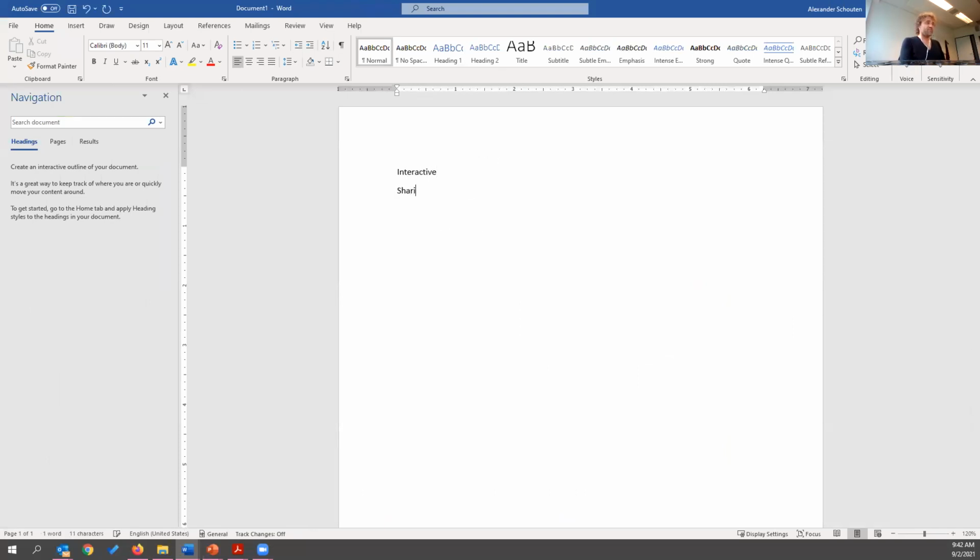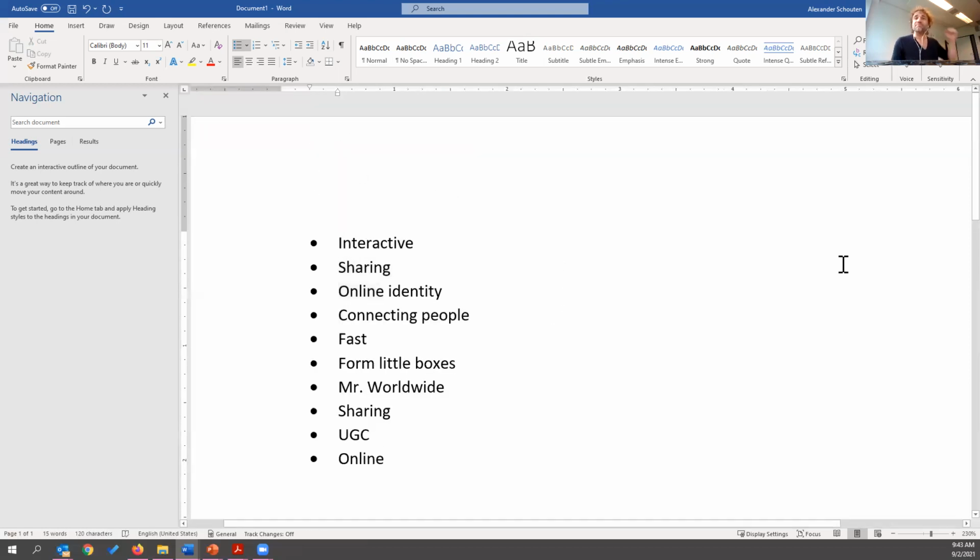Let's go. Interactive sharing, online identity, connecting people like that fast. Yep. Form little boxes. Just kidding. Sharing about yourself, two-way user-generated content online. Sharing user-generated content online. Yeah, sorry. Better? Communication, okay.